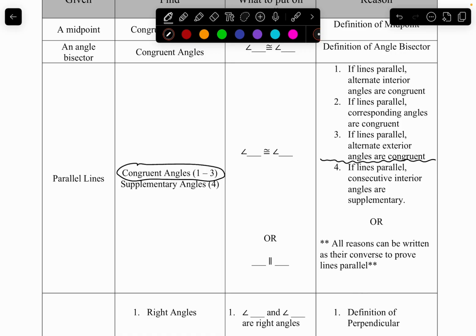So if we are given parallel lines, then we are looking for congruent angles. Once we find our congruent angles, we have to write angle whatever is congruent to angle whatever, and then your reason will be one of these three options, and it just depends on the angle pairs that you have. Did you have alternate interior angles? Did you have corresponding angles? Did you have alternate exterior angles? Again, exterior angles, not super common. Supplementary, not super common, okay?